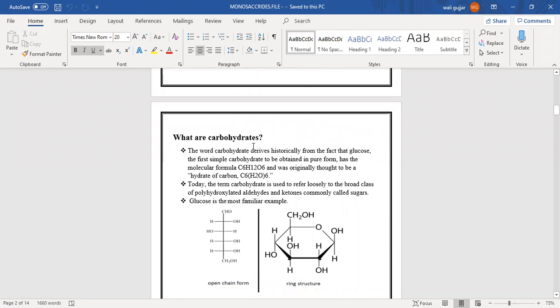First of all, we see what carbohydrates are. The word carbohydrate derives historically from the fact that glucose, the first simple carbohydrate to be obtained in pure form, has the molecular formula C6H12O6 and was originally thought to be a hydrate of carbon. Today, the term carbohydrate is used to refer loosely to the broad class of polyhydroxylated aldehydes and ketones, commonly called sugars. Glucose is the most familiar example. Here is the open chain form of the structure of glucose, and this is its ring structure.